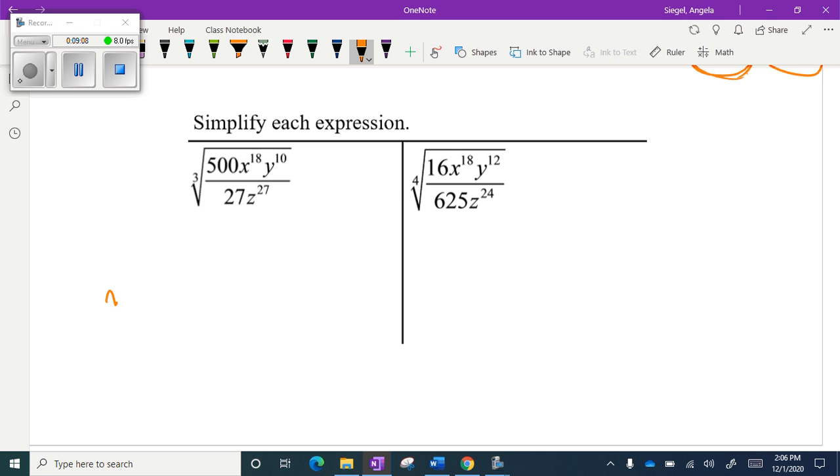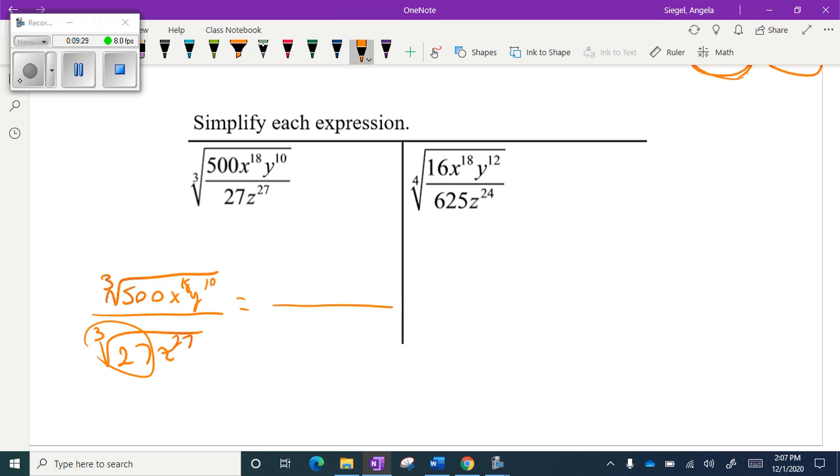So what I'm going to do is go ahead and separate these. So it's going to look like this. Because what I'm seeing is that I can take the cube root of 27. I definitely know that. So let's start here and see what happens. So 500, that is the same thing as 125 times 4. So I can take the cube root of 125. I can't take the cube root of 4.